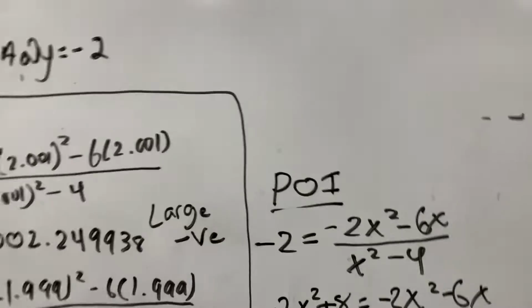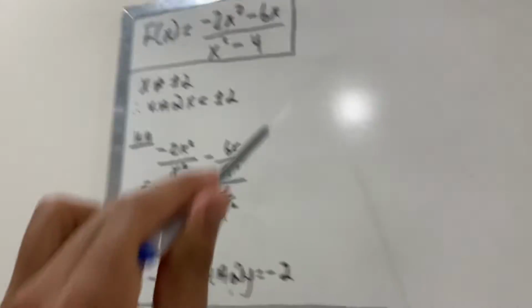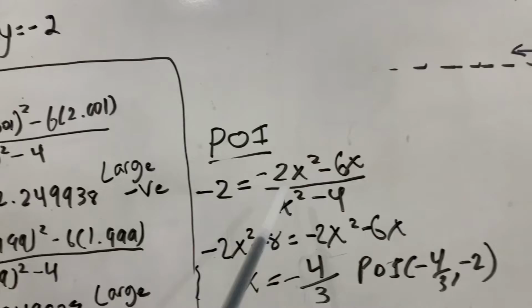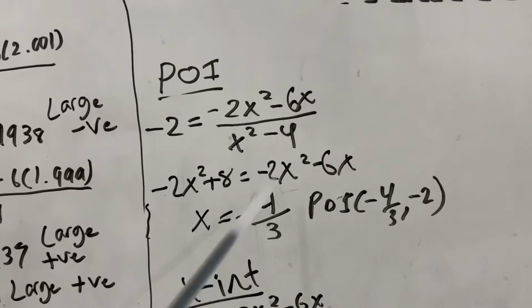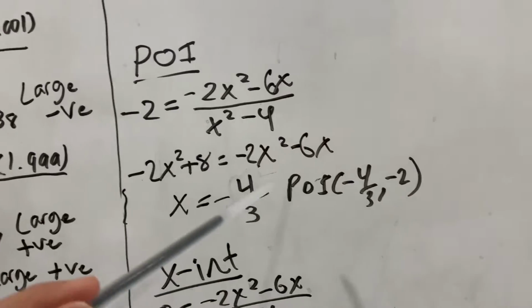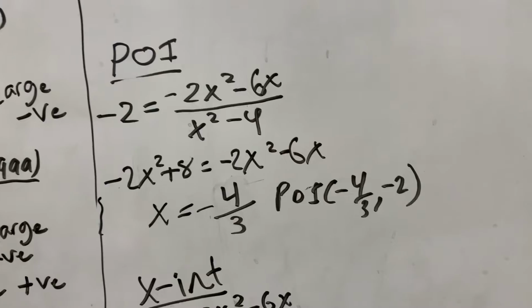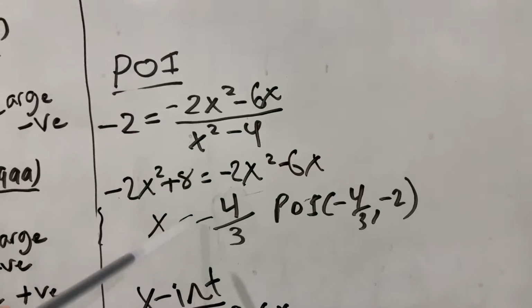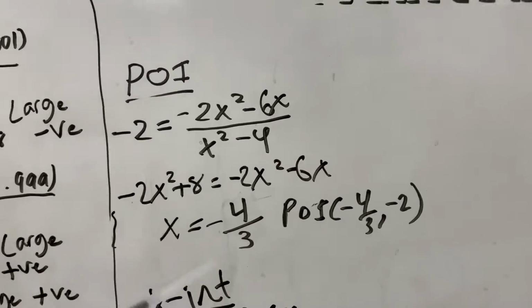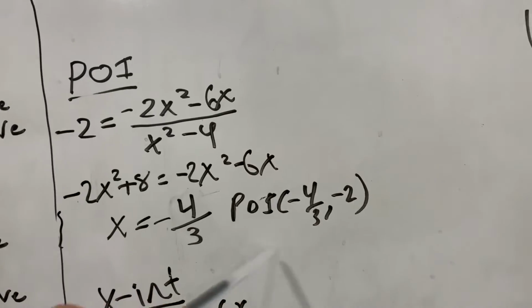In this case, we grab our horizontal asymptote and make it equal to the function we're provided with. So we get negative 2 equals the function. If we multiply it out, we get negative 2x squared plus 8 equal to the numerator part. And then we get x equals negative 4 over 3. So that's the x value, and the y value would be negative 2. There's no need to sub this into the equation because we already know that the y value is negative 2. So this is our point of intersection.